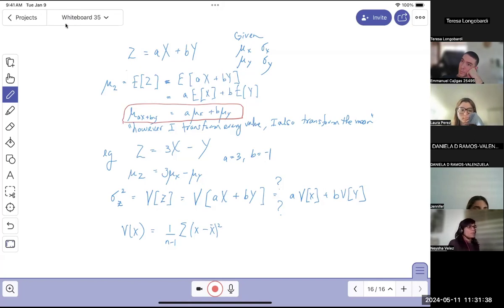Yeah? Remember? Now let's multiply A to every single value. So how will I do that? Let's make a new variable where I multiply A to X. So I'm going to take every single value and multiply A to it. And what did I say before? Whatever I do to every value, I always also do to the mean. So that would be like that, correct?